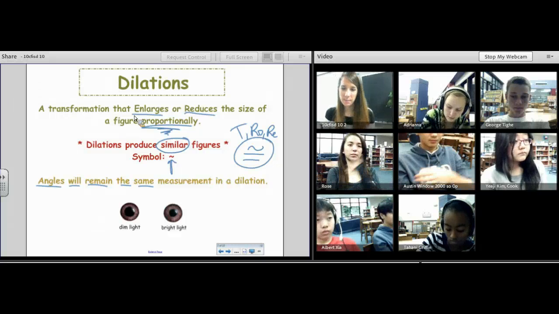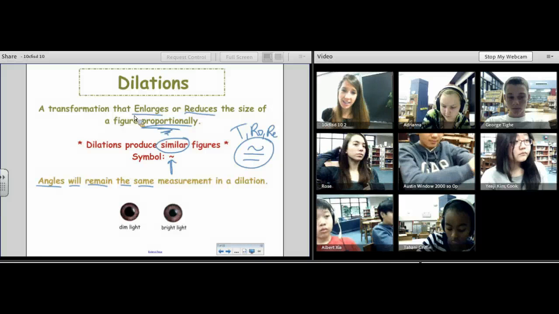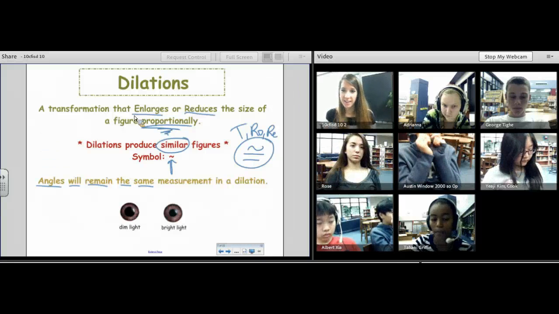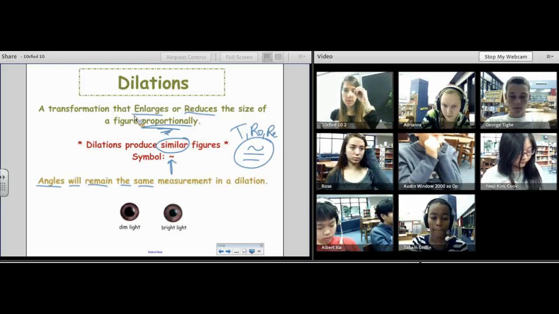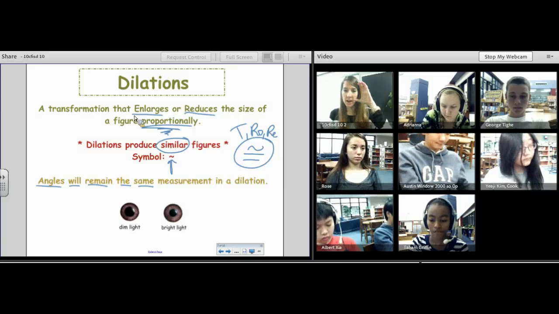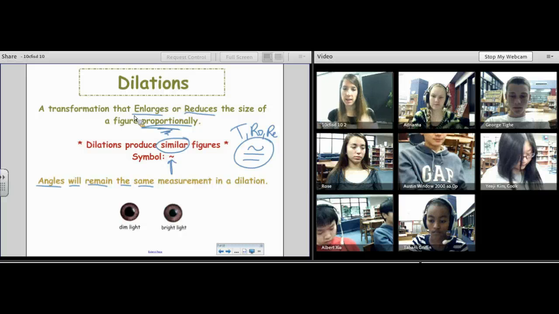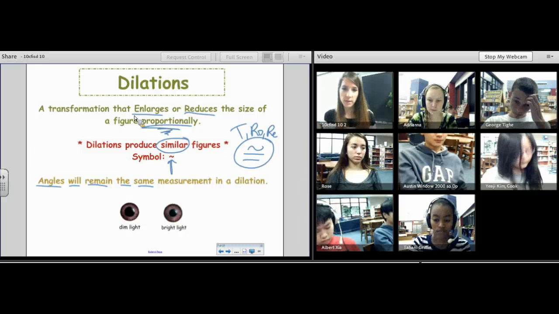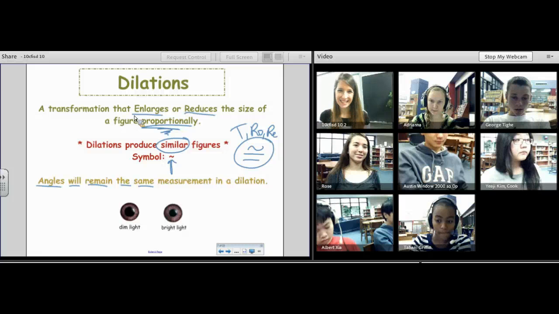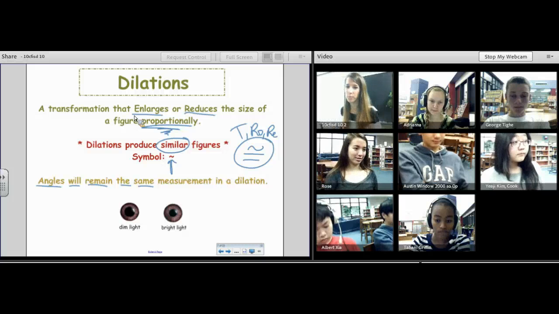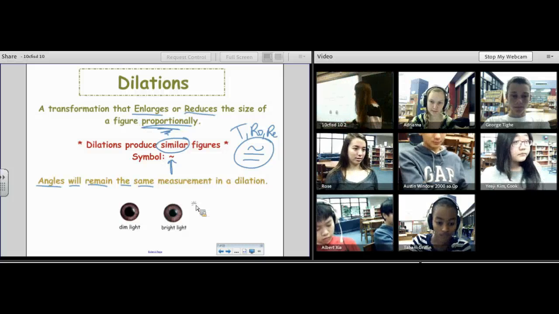And there, just for fun, is a picture of dilated eyes. In dim light, your pupil gets larger, and then if you were to turn the lights on, you would see your pupil shrink again. Dilations. Okay, resize. A dilation is a resize.